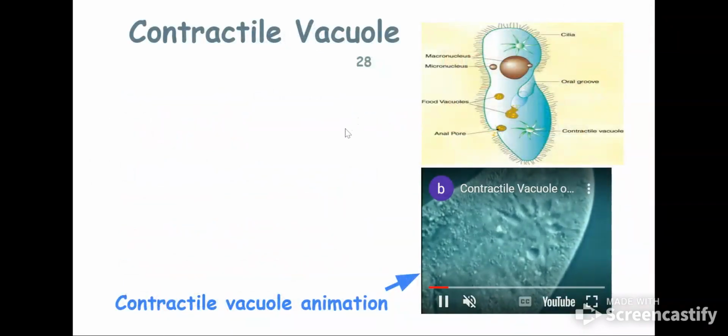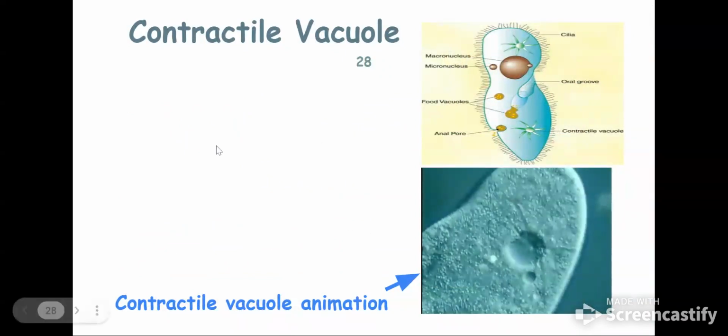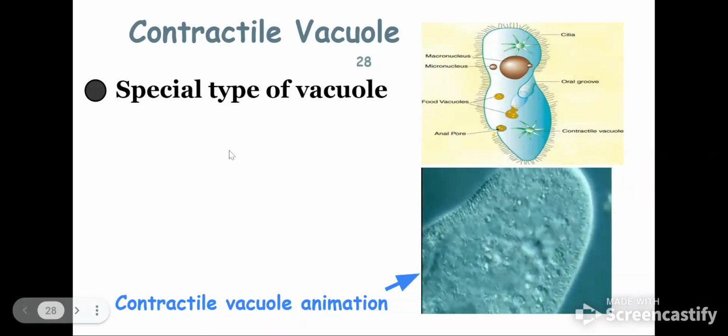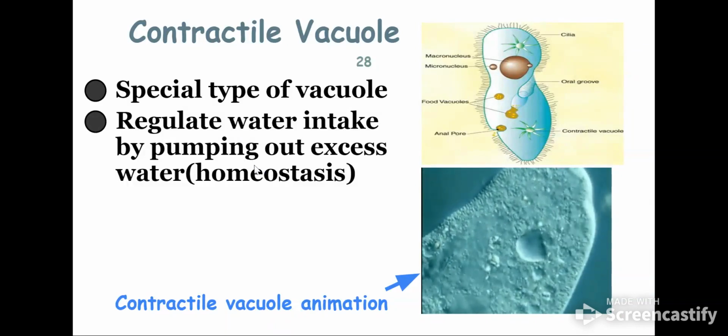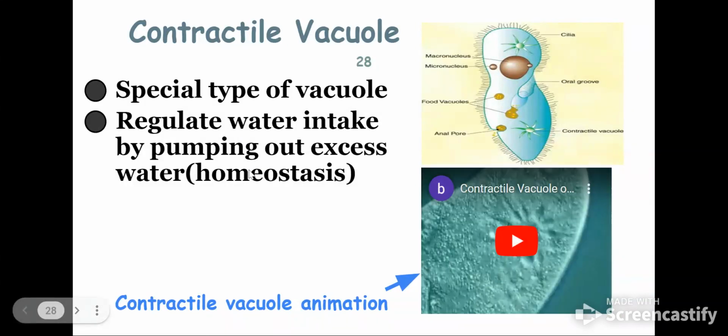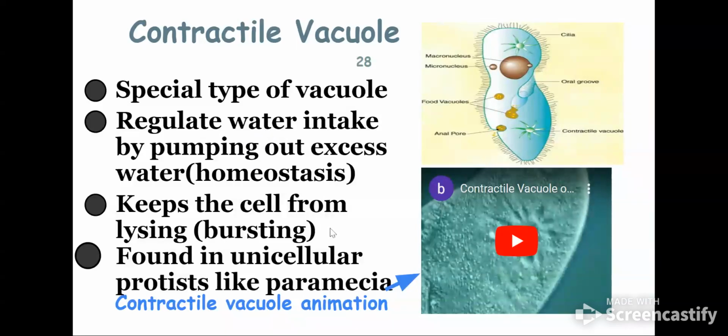A specific type of vacuole, and you can kind of see it working in this little animation in the background, is called a contractile vacuole. This is a special type of vacuole, and it regulates water intake by pumping out excess water to maintain homeostasis. So things that live in fresh water need them because they're constantly getting water in them and they've got to pump it out so they don't burst. It basically helps keep the cell from lysing, or bursting. And it's found in unicellular protists, specifically Paramecium have them.